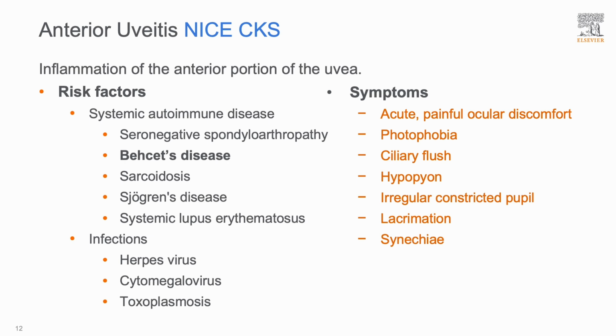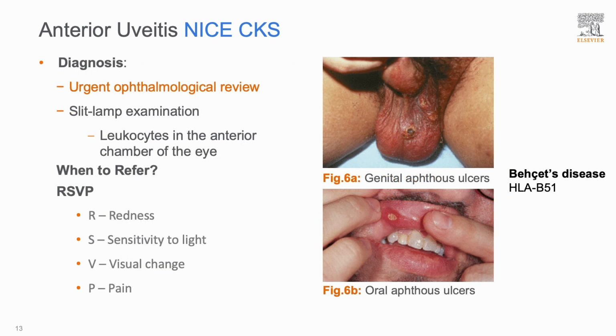The classical clinical presentation of patients with anterior uveitis includes an acute, painful ocular discomfort, photophobia, ciliary flush, hypopyon, an irregular constricted pupil, lacrimation, and synechiae. In patients with suspected anterior uveitis, an urgent ophthalmological review is typically required within 48 hours. Patients typically undergo a slit lamp examination, revealing leukocytes in the anterior chamber of the eye.